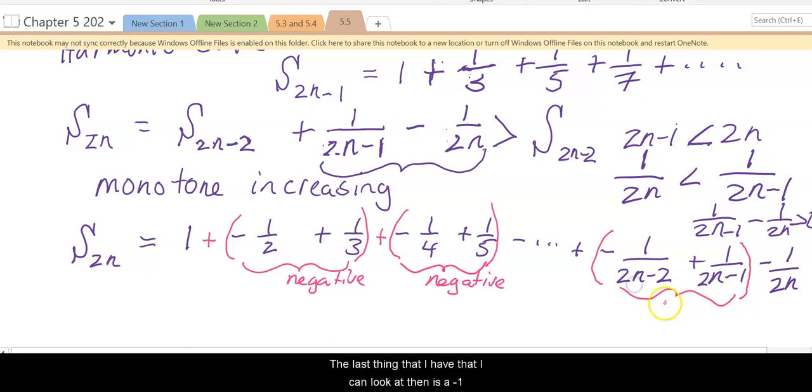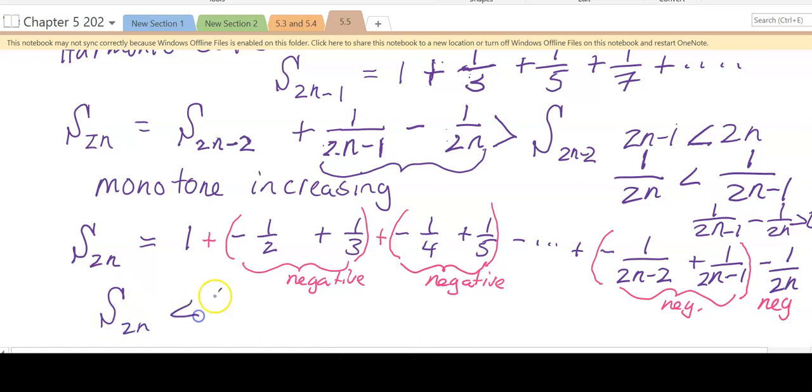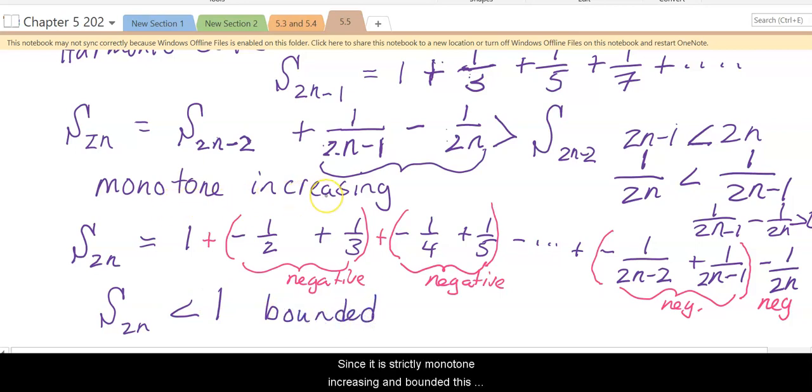The last thing that I can look at then is a minus 1 over 2n, which was also negative, and all of these negative numbers are added to 1. This guarantees that the sum of S sub 2n must be less than 1. That means that it is also bounded above by 1. Since it is strictly monotone increasing and bounded, this tells me that it does converge.